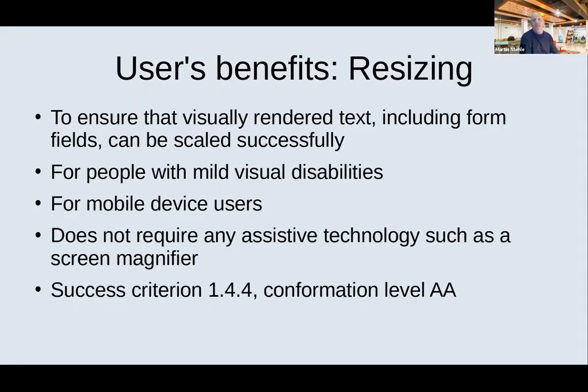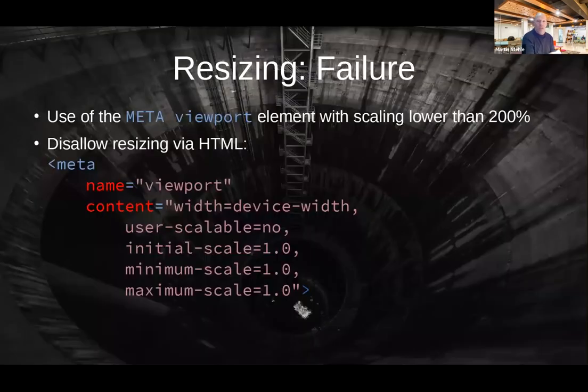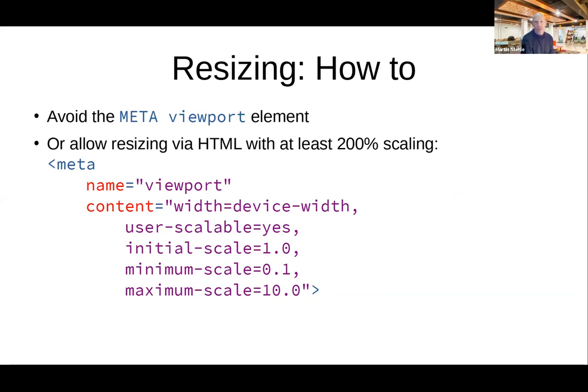Okay, and that's my very last thing, which is resizing. It's not about zooming, it's about resizing. Resizing the window, for example, or resizing the content with the browser functions. Well, how can you do it wrong in HTML? You provide the meta element with the viewport name. And I have seen that you do not allow any scaling or resizing. How to do it properly: avoid that meta viewport element, or if you have to use it, allow scaling and resizing. It's the values you can see here in the example.